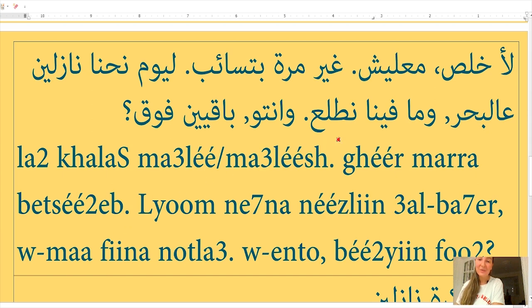غير مرة بتسيب. This is a nice expression you can actually memorize. غير مرة بتسيب. غير means another. مرة means time. غير مرة means another time. And بتسيب literally means it coincides. It's like you are saying another time, it coincides. Which means we will have another chance to do it. It's a way to say, you know what, we can do it another time, or we will do it another time. So when somebody invites you and you won't be able to make it, you can say, it's okay, غير مرة بتسيب. We will do it another time, okay?